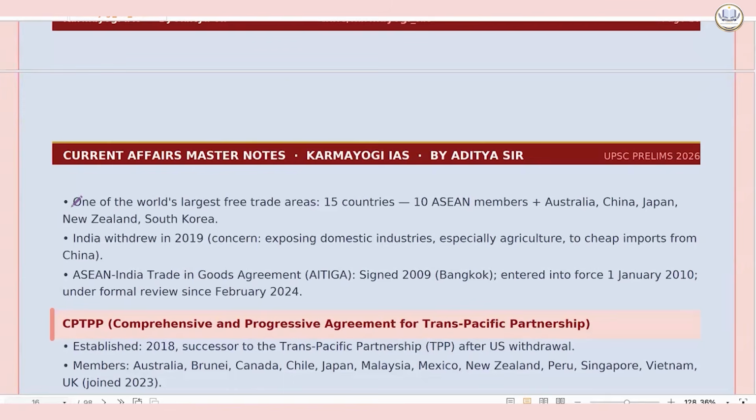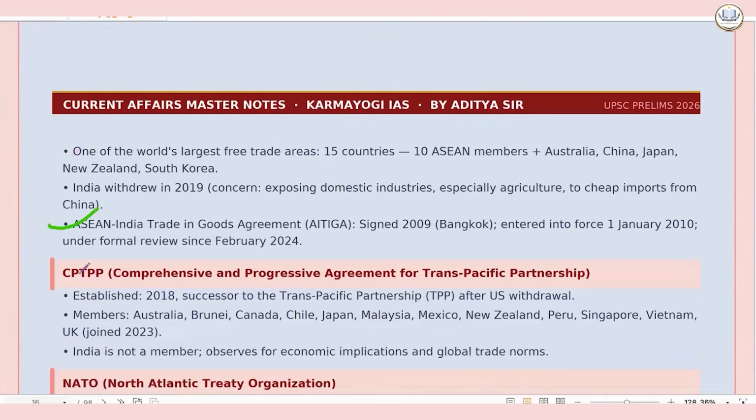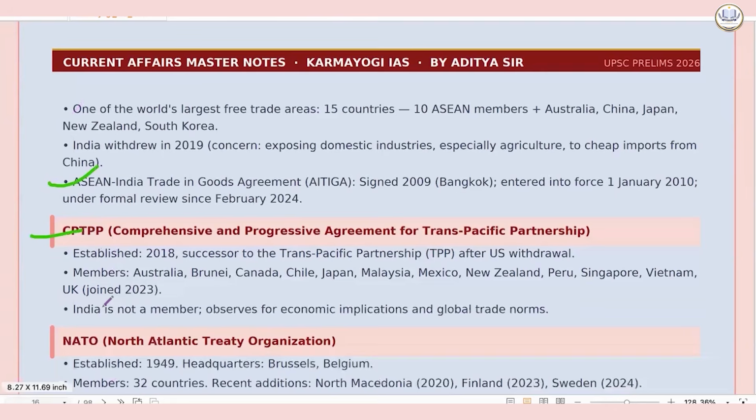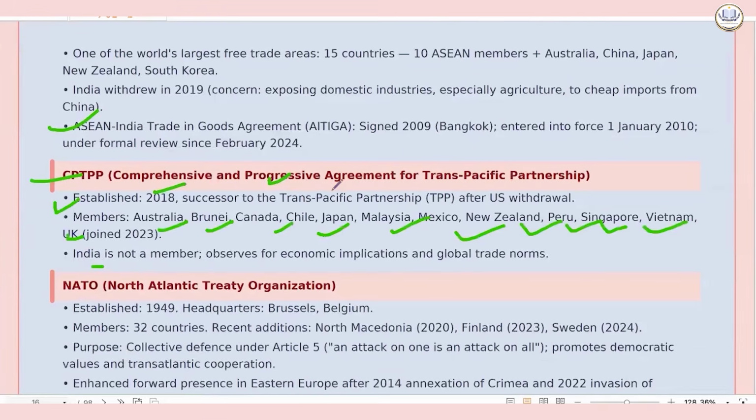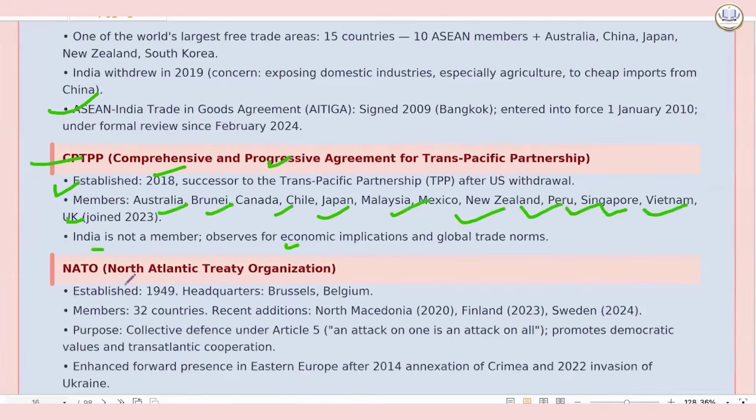ASEAN-India Trade in Goods Agreement was signed in 2009 in Bangkok, entered into force in 2010, and has been under formal review since February 2024. Then we have the Comprehensive and Progressive Agreement for Trans-Pacific Partnership, CPTPP, established in 2018, successor to the Trans-Pacific Partnership after US withdrawal. Members are Australia, Brunei, Canada, Chile, Japan, Malaysia, Mexico, New Zealand, Peru, Singapore, Vietnam, and UK, which joined in 2023. India is not a member, and observes for economic implications and global trade norms.